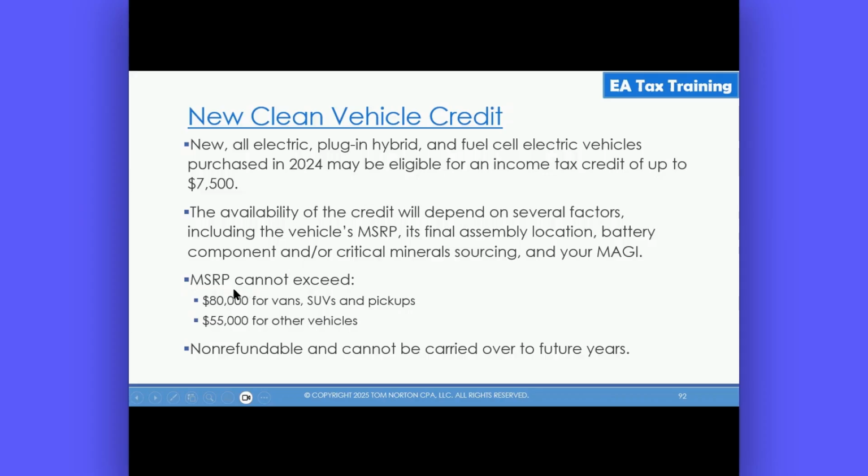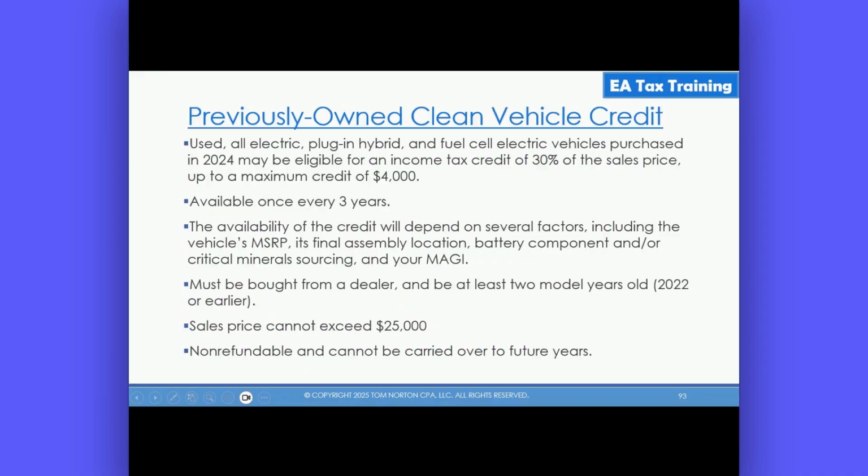The list price of the vehicle cannot exceed $80,000 for vans or SUVs or pickups, or $55,000 for other vehicles. So very often, if you go to buy one of these, you're going to see that the MSRP is exactly $80,000 or exactly $55,000. And this is the reason for that. It's so that the people who are buying it can take advantage of this credit. It is non-refundable and cannot be carried over to future years.